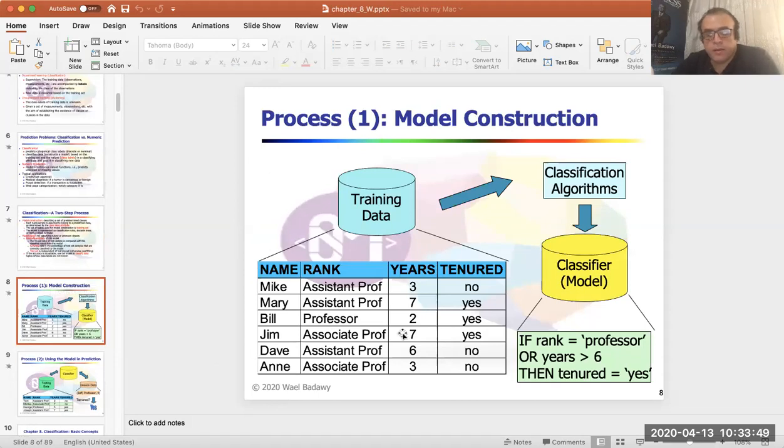So this figure in front of you here simplifies the process. We have a training data set, you have a classification algorithm, and the classification algorithm will build the classifier model, and then you will have the results. For example, here, when I look at the number of years, it will find out that if rank is equal to professor or years greater than 6, tenure is yes. So I'm here looking for characteristics. What does it mean tenured, which is yes and no here.